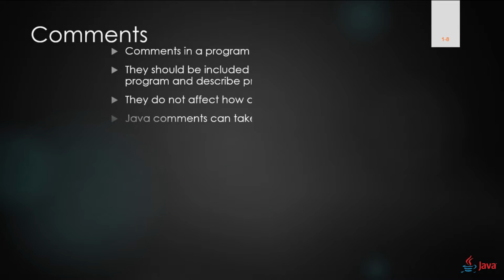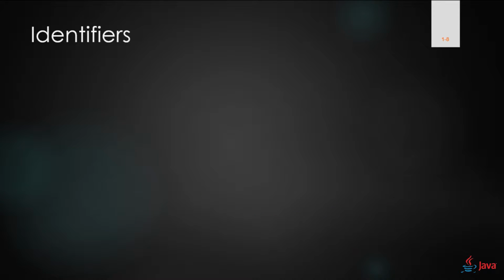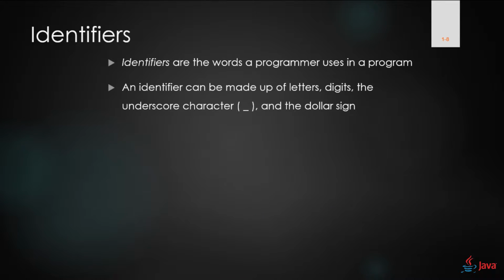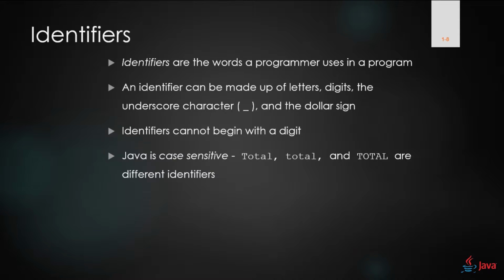Next up we have identifiers. Identifiers are the words a programmer uses in a program. An identifier can be made up of letters, digits, the underscore character and the dollar sign. Identifiers cannot begin with a digit, and Java is very much case sensitive, which means if you write total and Total with a capital T and all caps, in any way, they're all different identifiers.